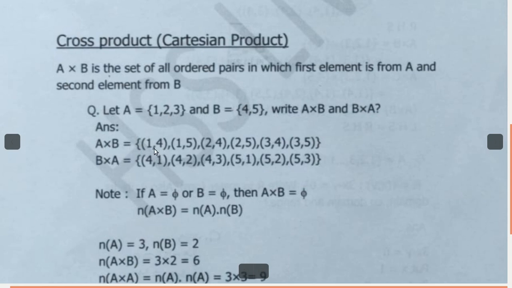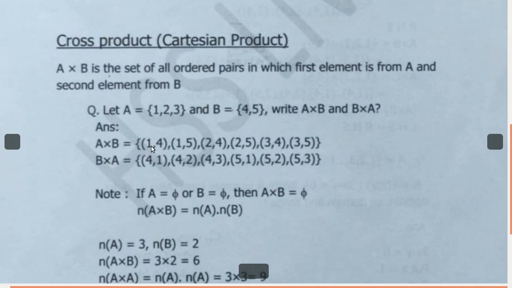Each element in this set A cross B is an ordered pair: ordered pair (1, 4), ordered pair (1, 5), and so on. Similarly B cross A. First you write B, then A. B cross A is (4, 1), (4, 2), (4, 3), then (5, 1), (5, 2), (5, 3). So each element is an ordered pair. Here A cross B and B cross A are different, isn't it?